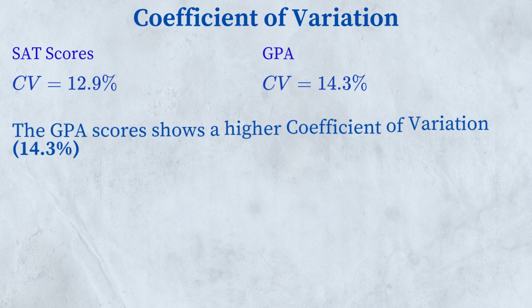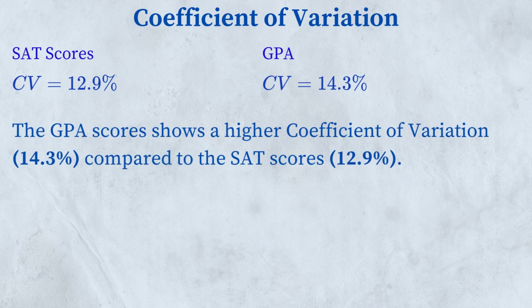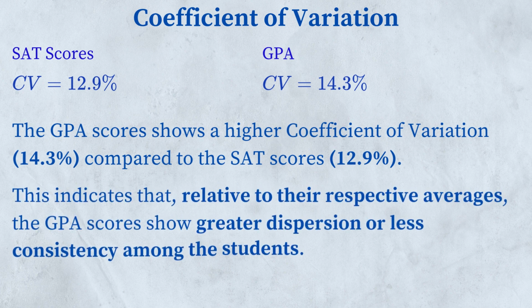The GPA scores show a higher coefficient of variation compared to the SAT scores. This indicates that, relative to their respective averages, the GPA scores show greater dispersion or less consistency among the students.